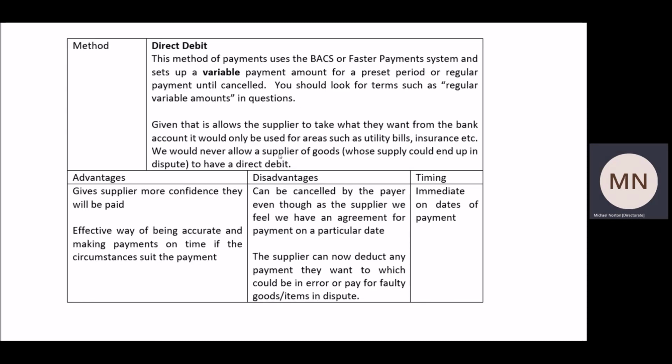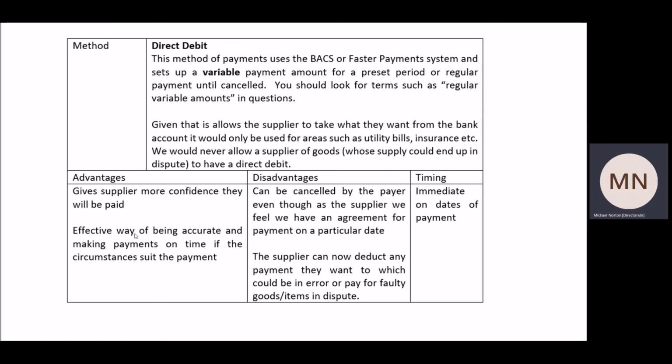Direct debit. So we've now got regular variable amounts. So there's going to be some amount coming out every month, let's say, first of the month, but it's going to be different. Utilities, particularly energy bills, insurance, that kind of stuff. It's going to vary. So it gives more confidence that the supplier will be paid, but the payer can cancel it whenever they feel like. And it's a way of being more accurate.